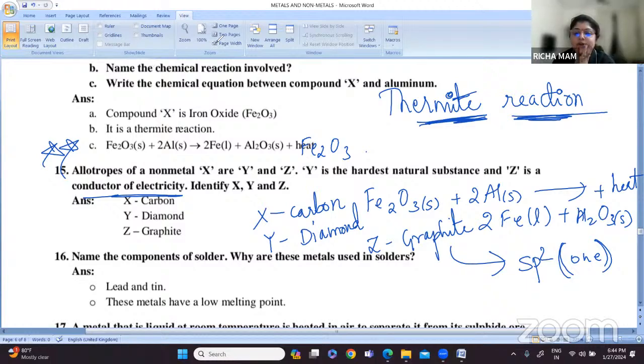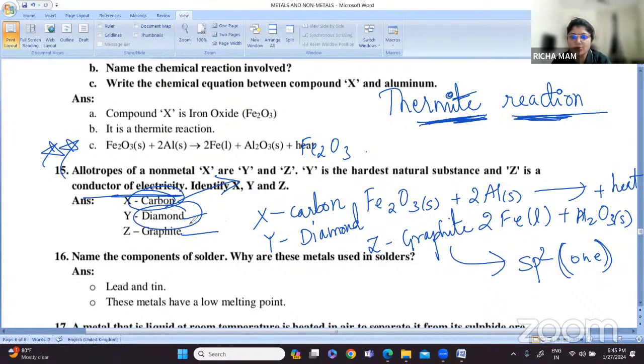What do you mean by allotropes? Students, can anyone tell me what you mean by allotropes? What are the allotropes of carbon? Allotropy is a property of chemical elements by which they exist in two or more different forms. Their physical state will be the same, but their properties will be different. For example, carbon is a non-metal. Its allotropes are diamond and graphite.